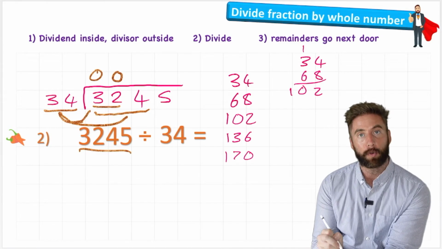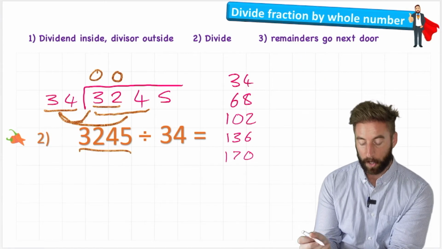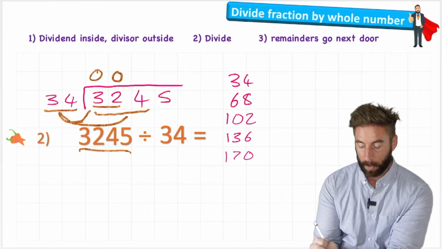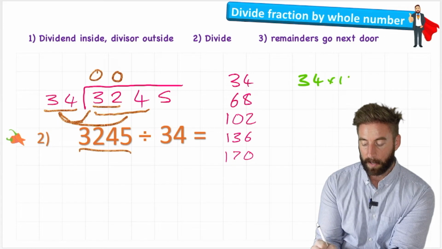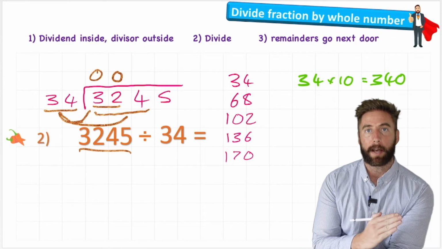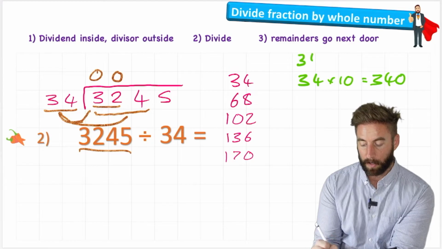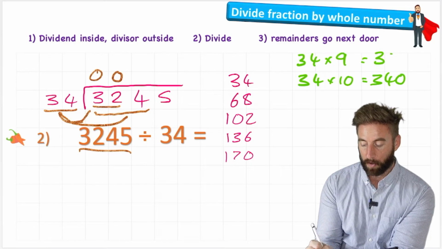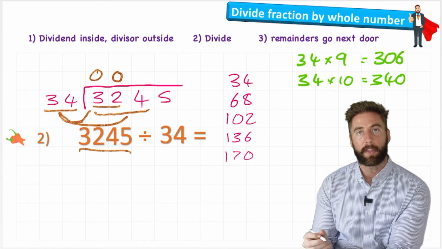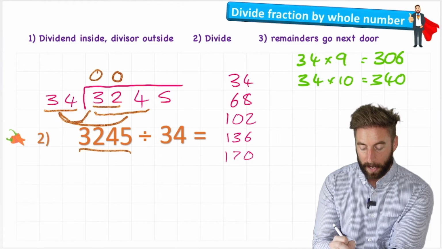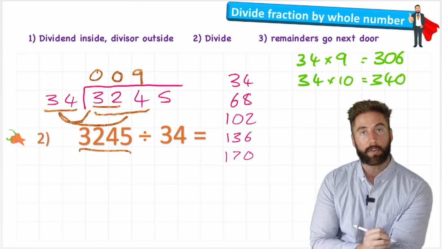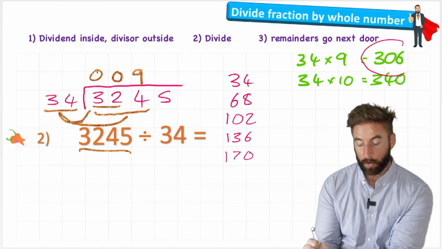Well, I didn't do enough multiplications for that, so I'm going to use some number knowledge. I'm going to look at 34 and multiply it by 10. 34 times 10 equals 340. And now I'm just going to go backwards down my multiplication table and do 34 times 9, which would therefore equal 306, because I've just taken away 34 from the 340. So I can see from that there's going to be 9 34s in 324, but I only got to 306.